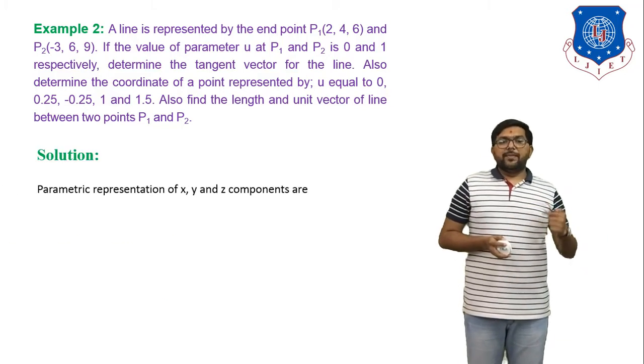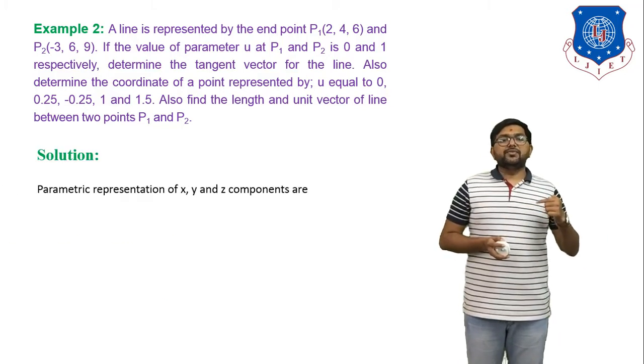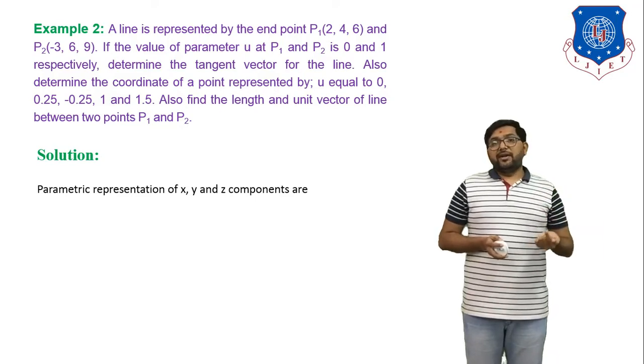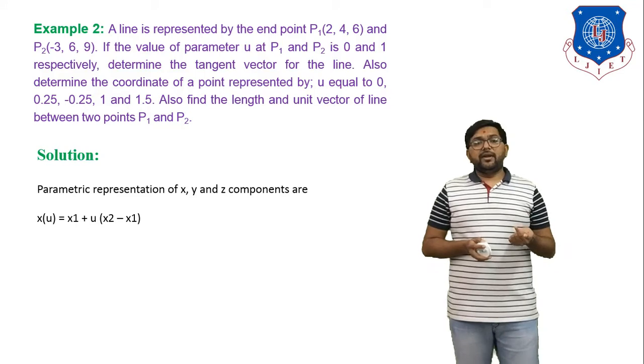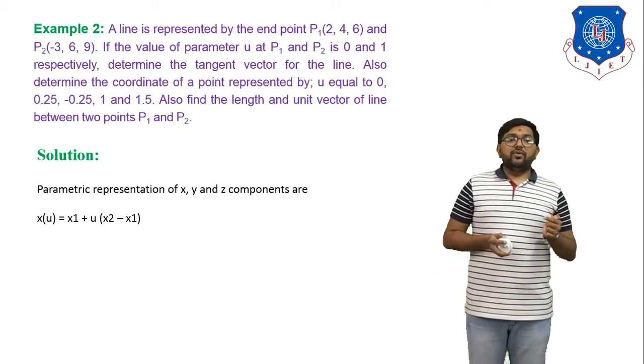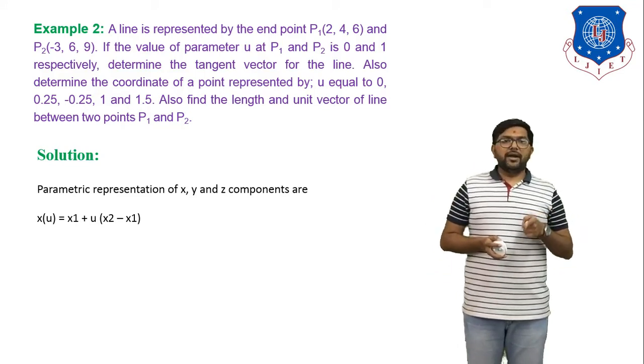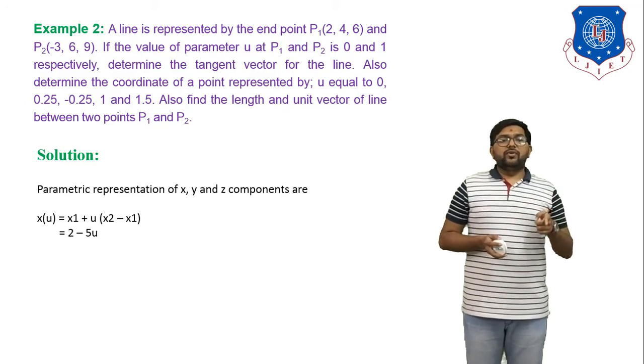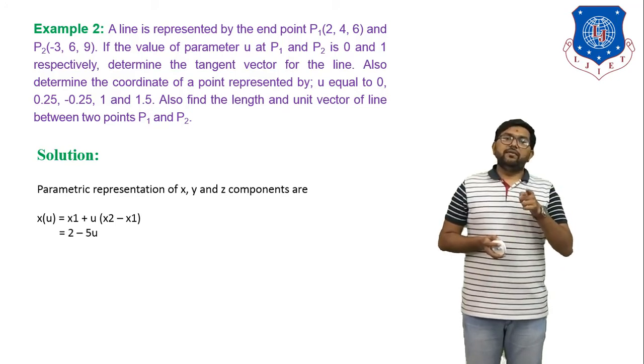So in the solution, the parametric representation of the x, y and z components are as follows. Now you all know what the parametric equation is. So write down the parametric equation of x. X of u is equal to x1 plus u times (x2 minus x1). Put the values of x1 and x2 over here. So x of u is equal to 2 minus 5u.